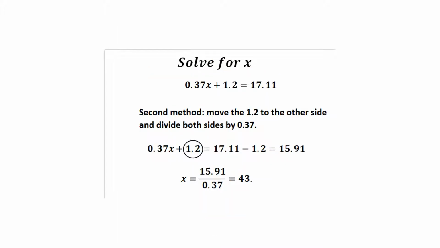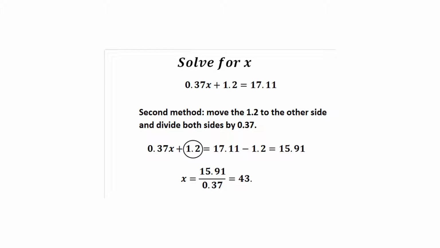So we have the same equation again. This time, all we're going to do is move the 1.2 to the other side. So circle it. It becomes negative 1.2 on the other side. 17.11 minus 1.2 is 15.91. Divide both sides by 0.37. So x is 15.91 divided by 0.37.